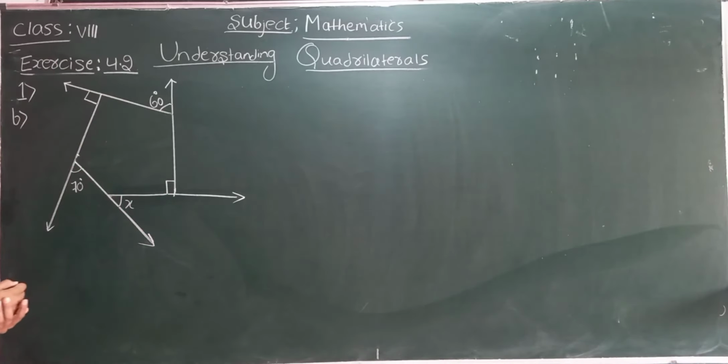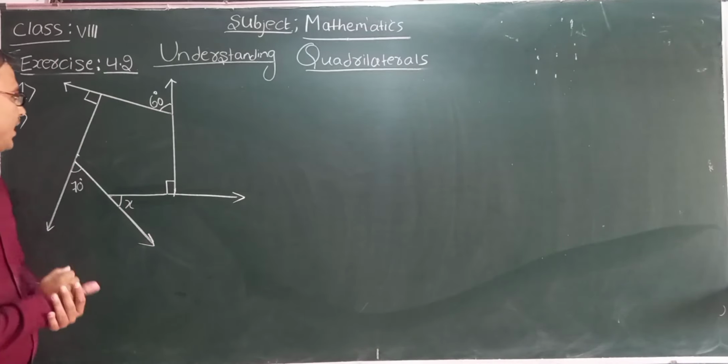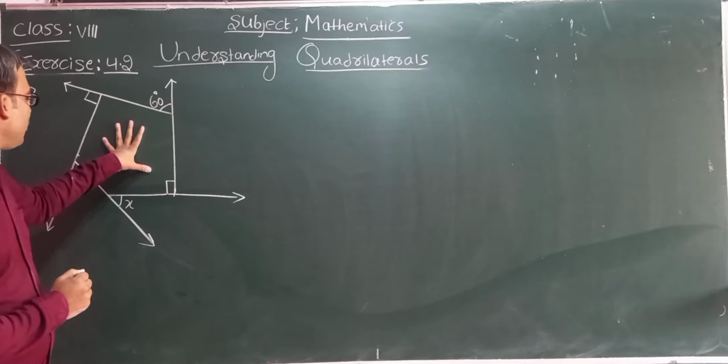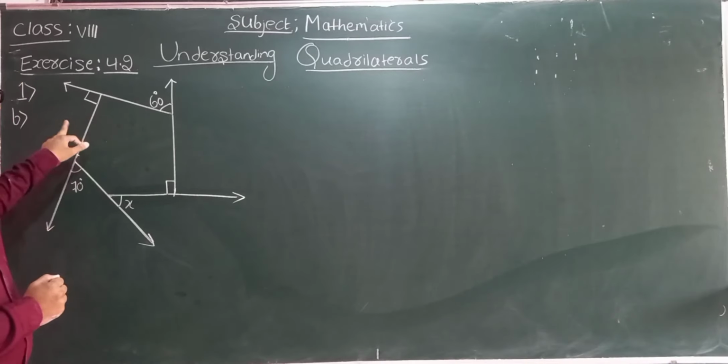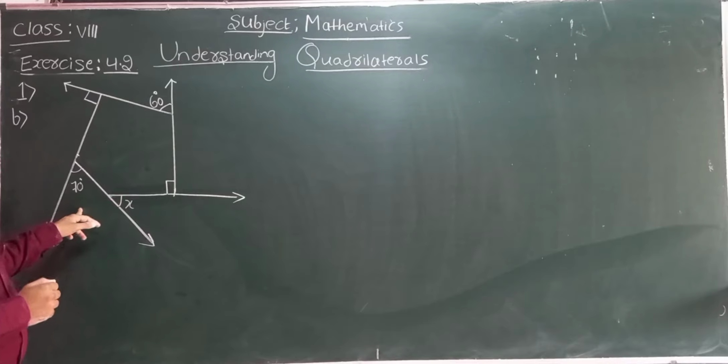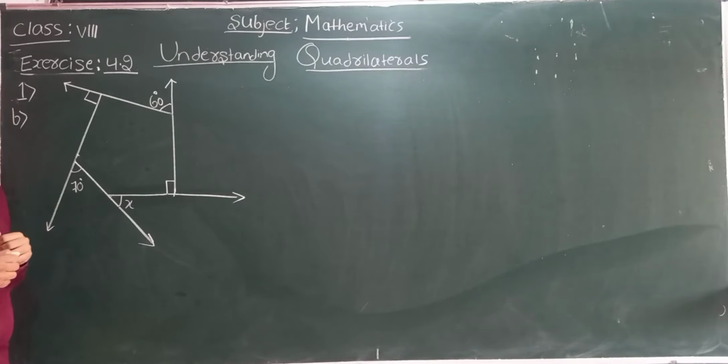Okay, so here what they given? You have to find the value of x. Students, this is what? This is a pentagon. Look at here. 1, 2, 3, 4, 5. Five sides are there, so it is a pentagon.